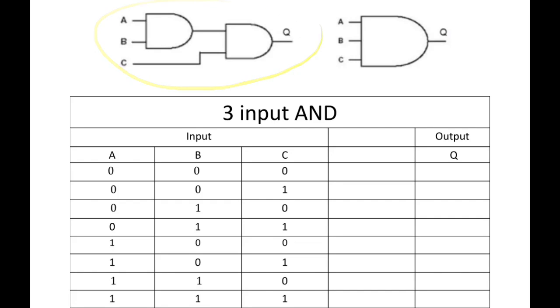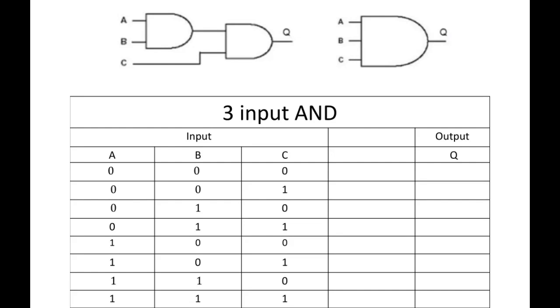In a circuit, you may find two AND gates put together in combination that are represented by this 3-input AND gate. They are the same thing. Essentially, they output the same thing. And let's look at how that happens.